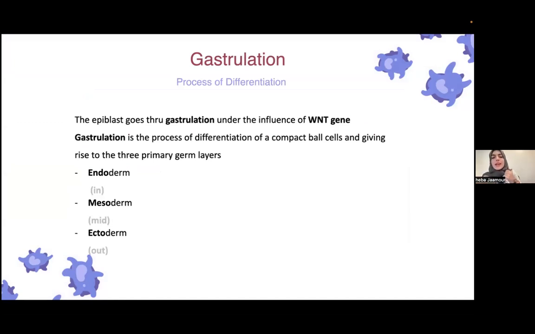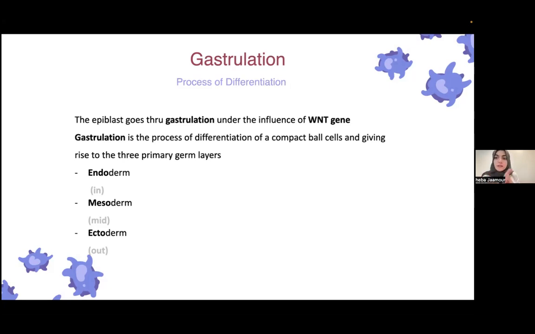But let's look at the end. What does this WNT gene do? And what is gastrulation? The WNT gene starts the process of gastrulation. What is this word? We've been mentioning it over and over again since the beginning of this lecture. What is it exactly? It is the process of differentiation of those cells. The process of differentiation of those cells is called gastrulation. Okay, so the process of evolving and growth and different layers that come, we call it gastrulation.